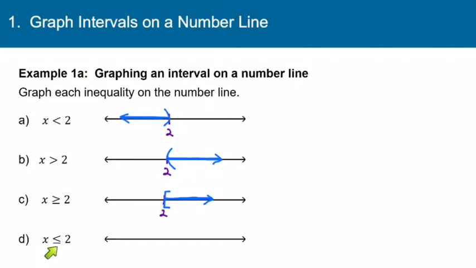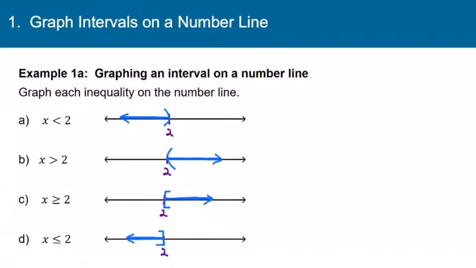And then for x less than or equal to 2, again, we'll put the 2 here. And we'll shade this time the numbers that are less than 2. So we'll shade the numbers to the left of 2. And we'll use a bracket again to show that the 2 is included in the solution.